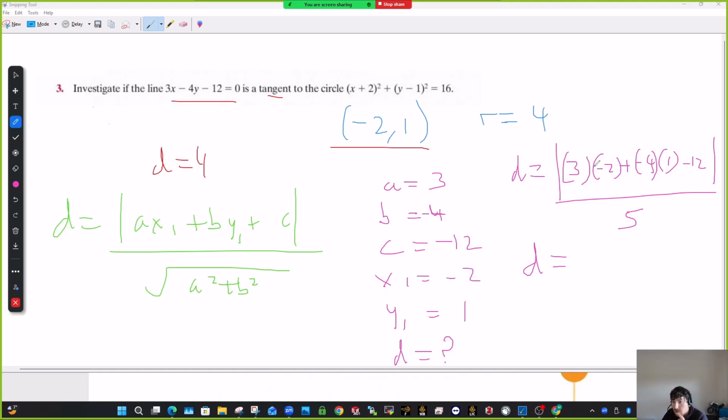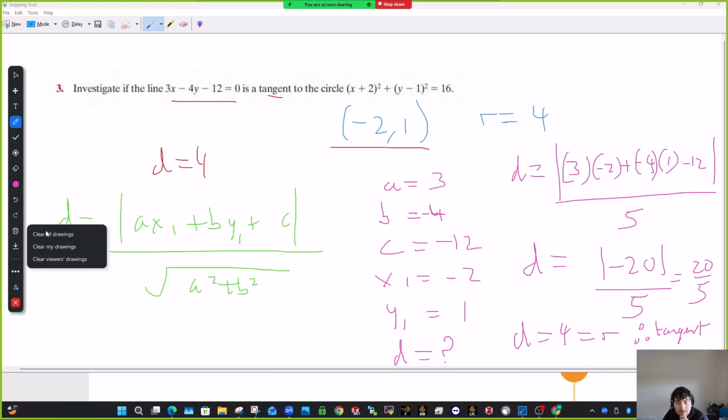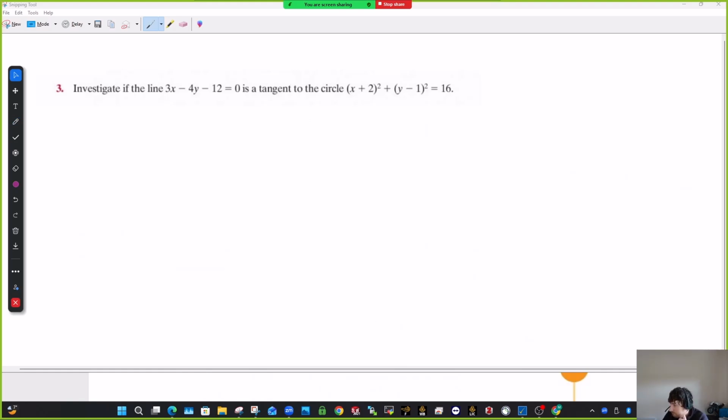So D then up here, what are we getting? We're getting a -6, -4, and then a -12. All that adds up to -20. So we have modulus -20 over 5. Modulus -20 turns into +20, and 20 over 5 is 4. So the distance is 4, and you would just say it equals the radius, and you write 3 dots, therefore it's a tangent. Okay, that's fine. I think we're all good there. Everyone's happy. Right, I'll find another question.